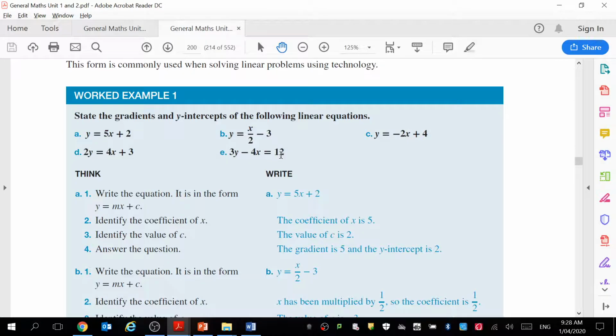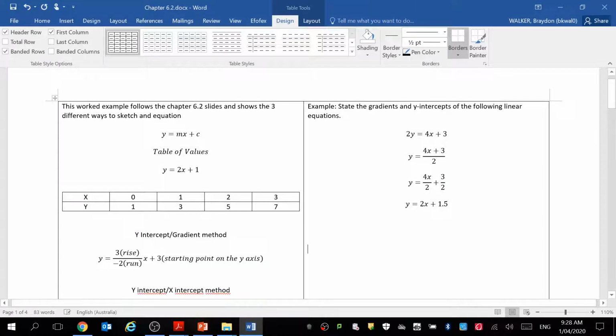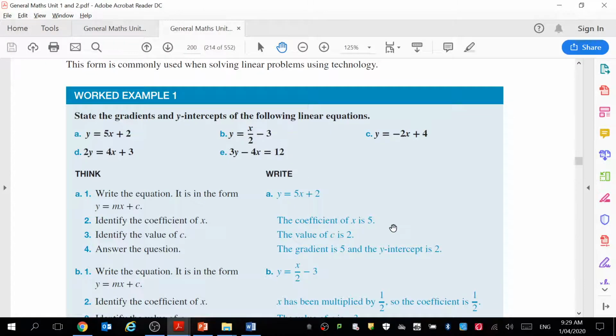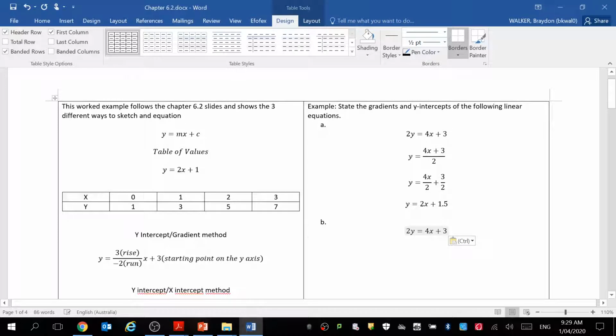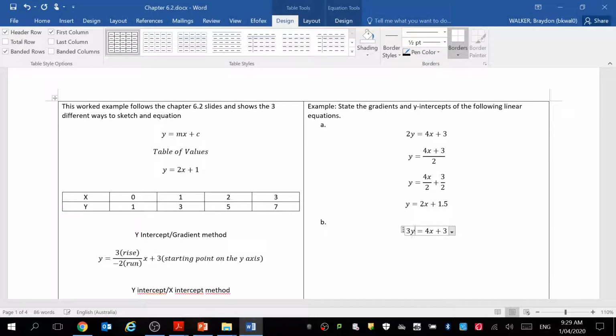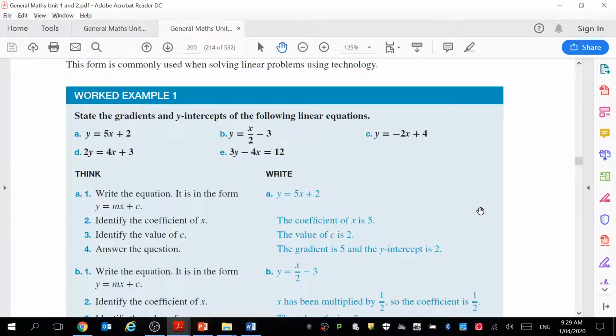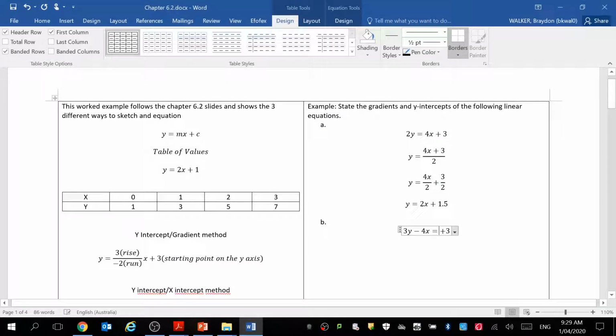Now, going back to the last one, I'll show you how to do it for this one as well. So I'll call this A, and we'll do B just down here, just so it doesn't look like we're doing both of them together. We get 3y minus 4x is equal to 12. Okay, so what we're going to do, similar to the example just above, we're going to rearrange this to make it 3y is equal to plus 4x.